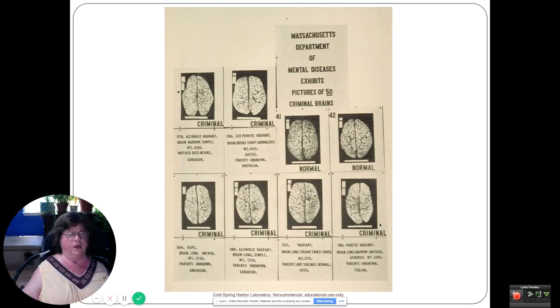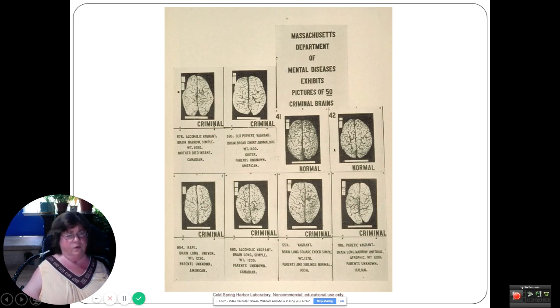And our final criminal brain that's pictured is a paretic vagrant, meaning probably someone who had cerebral palsy and was homeless. The brain is long, narrow, and unequal. It's atrophic, meaning the brain has atrophied. That might have something to do with the paretic, meaning the paralysis. It may have been damaged. Parents are unknown, and this brain is Italian.